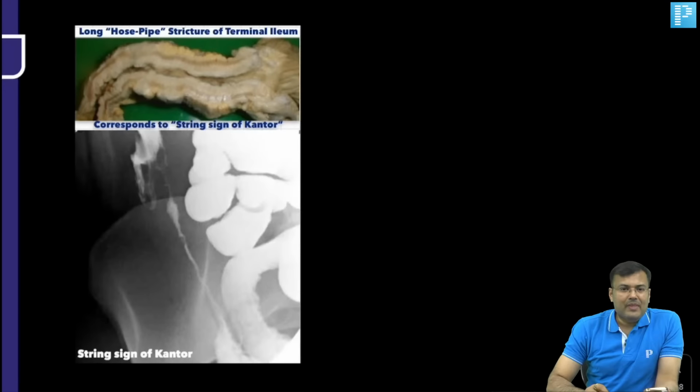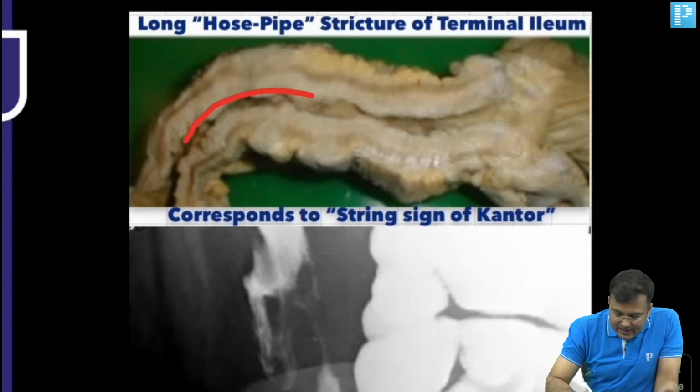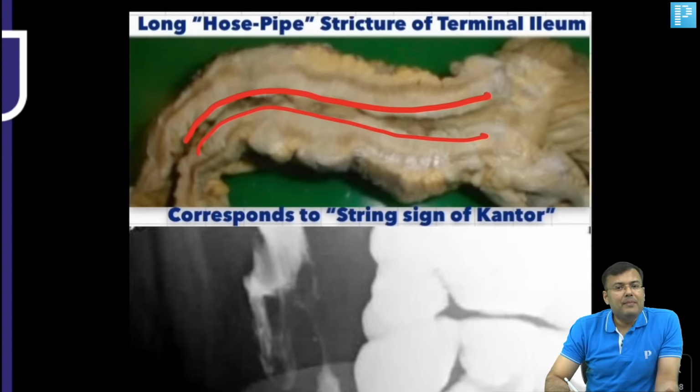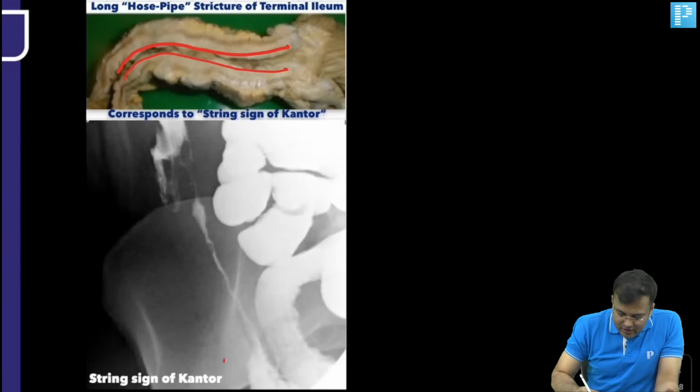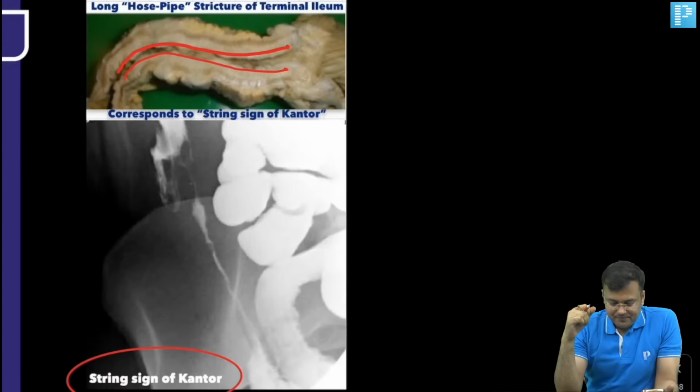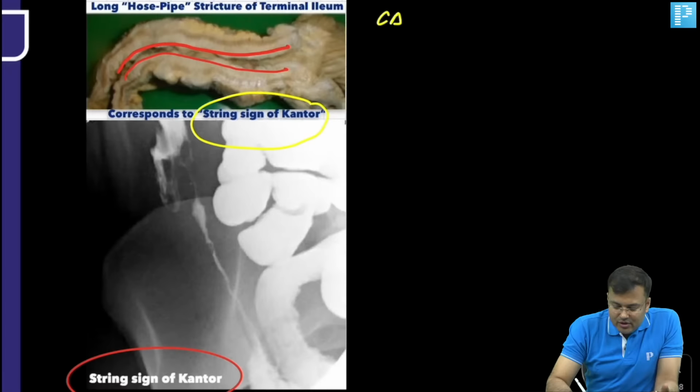Next question, guys, tell me. Somebody was asking about the string sign of Kantor. Now, see this. In this case, you can notice that there is long hose pipe stricture of the terminal ileum. Whenever you go for barium meal follow through, you are going to notice the string sign of Kantor. Now, tell me the diagnosis. Yes, this one is Crohn's disease. So, long hose pipe stricture of the terminal ileum corresponds to string sign of Kantor. So, this is Crohn's disease.